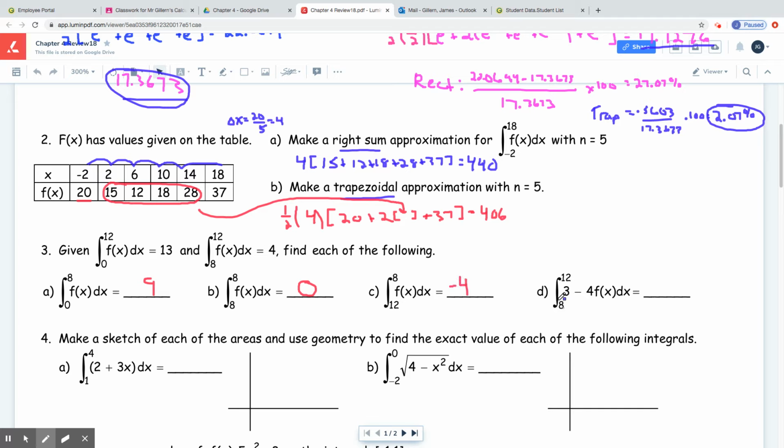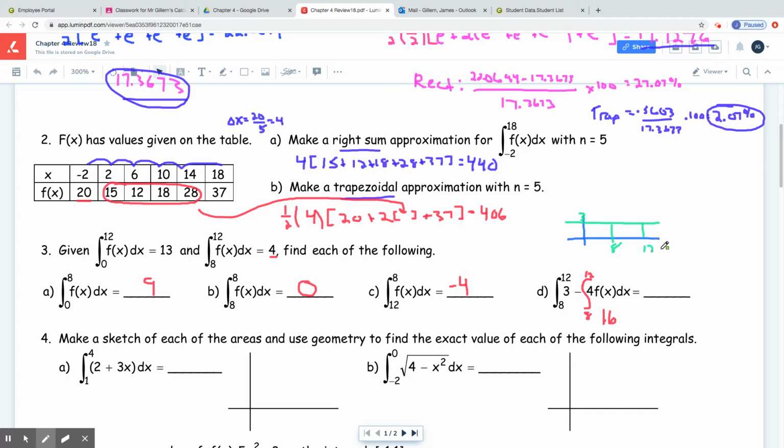This is the one that gives the most issues. Remember, we have 2 things, so we have to split this up into 2 integrals. Let's do the right side first because that's the easier side. From 8 to 12 is 4, but we multiply it by 4. So this is 16. This one here has nothing to do with f of x. This is just y equals 3 going through, there's the line, at 3. And we're going from 8 to 12.